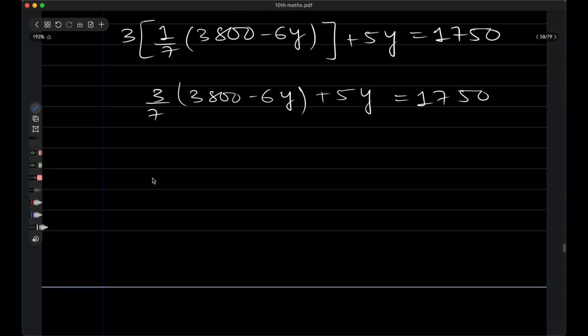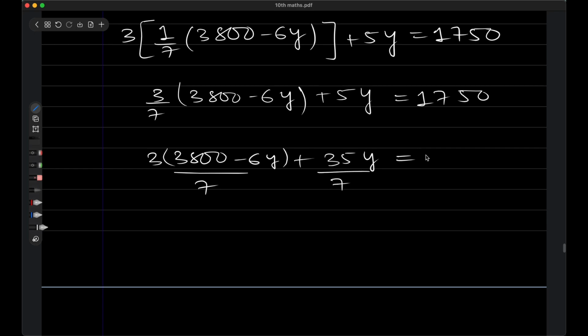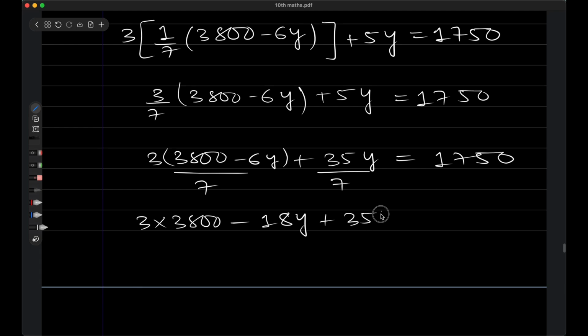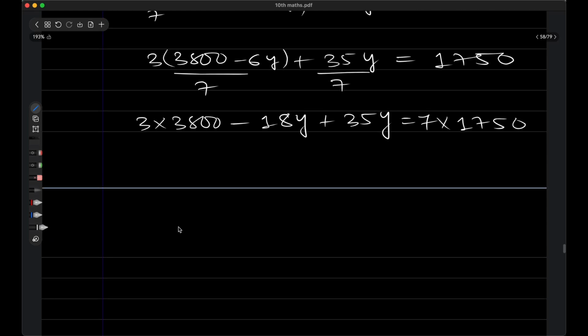Let's take 7 as LCM. We will get 3 into 3800 minus 6y plus 7 as LCM, 7 5s are 35y equals to 1750. 3 into 3800 minus 6 3s are 18y plus 35y equals to, send 7 to the right hand side, we will get 7 into 1750. That is equals to 35 minus 18.